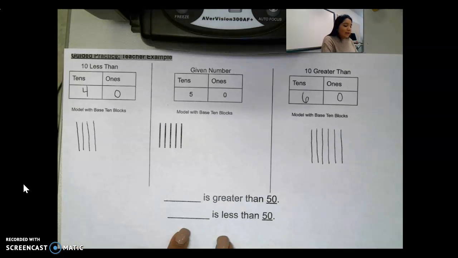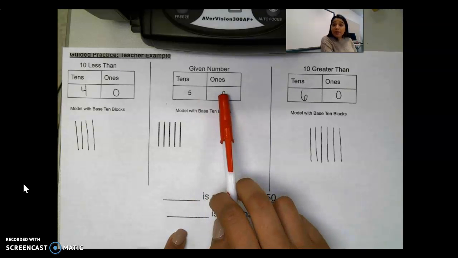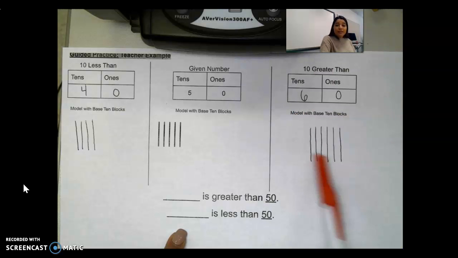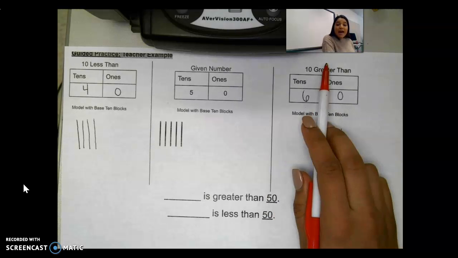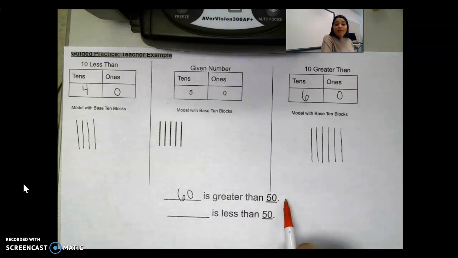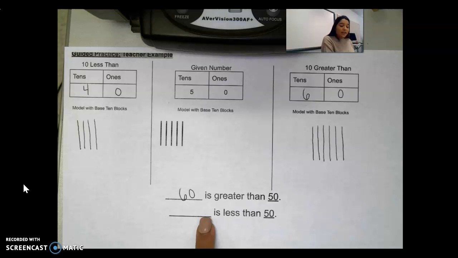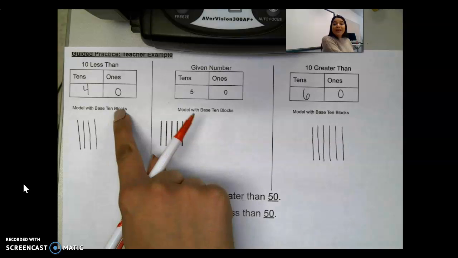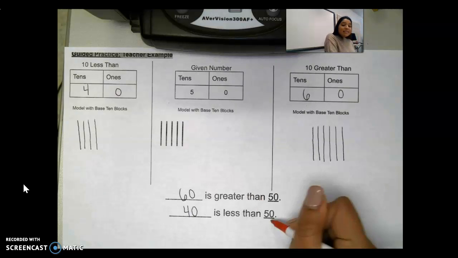Now let's go ahead and see down here. What number is greater than 50? So what number did we come up with that is greater than 50? Yes, 60. 60 is greater than 50 because we added 10 more. So 60 is greater than 50. What number did we generate that is less than 50? So what number is less than 50? 40. 40, yes, because we took away 10. So 40 is less than 50.